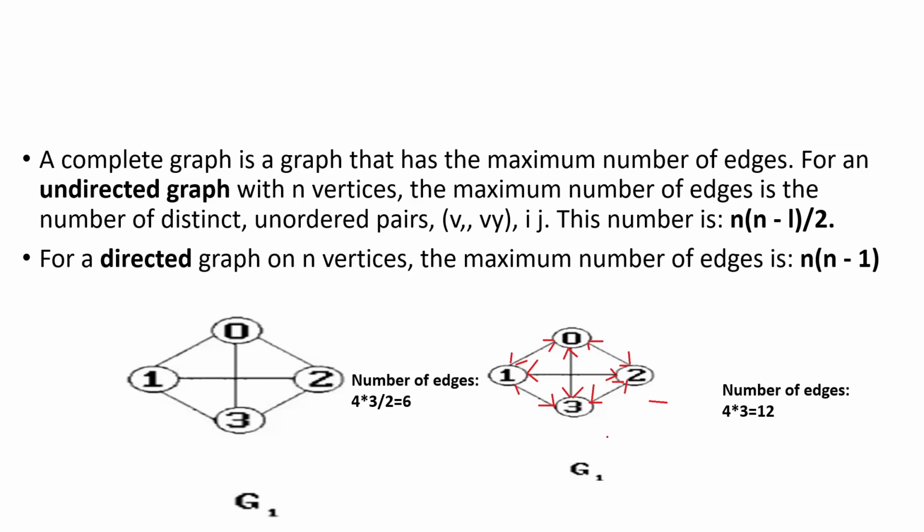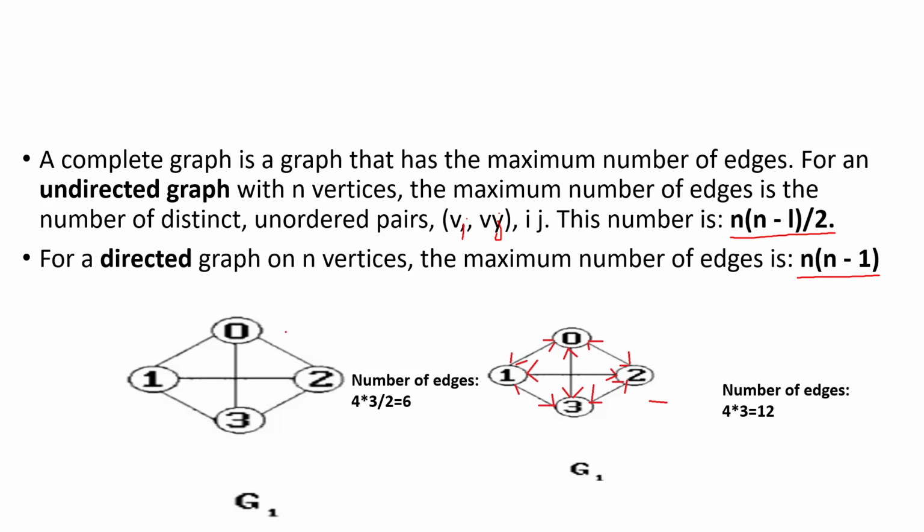A complete graph is a graph that has the maximum number of edges. For an undirected graph with n vertices, the maximum number of edges is the number of distinct unordered pairs Vi and Vj. The number is given by n into n minus 1 divided by 2. But in case of a directed graph, for the complete graph, the maximum number of edges is n into n minus 1.